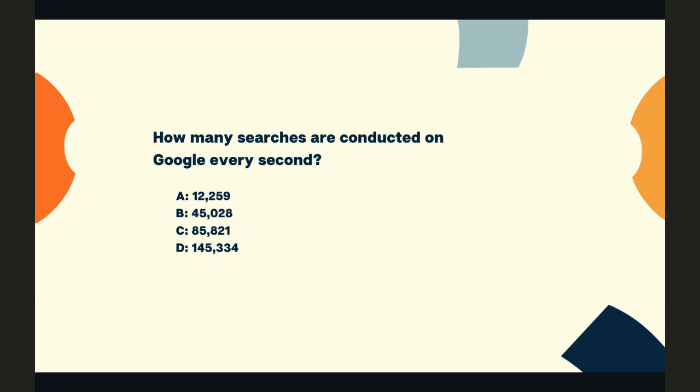How many searches are conducted on Google every second? A, B, C or D? C? C, 85,000.